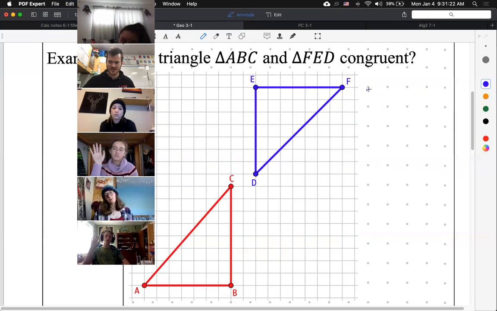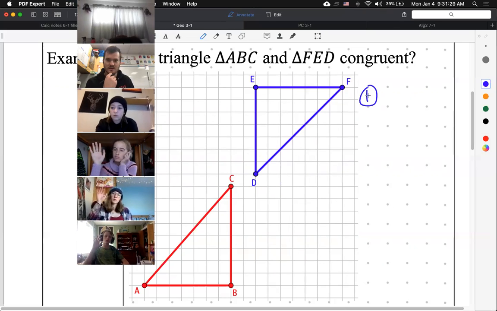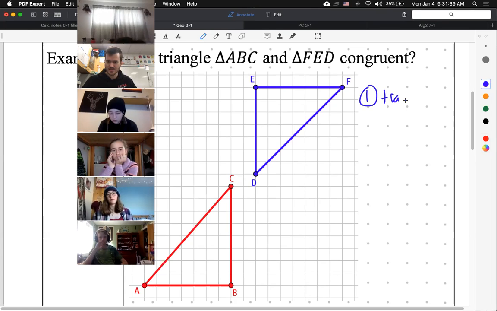So we're going to have some steps over here. First step, what should we do here? How do I start this off? Yeah, Kira? I think you could do a translation of 2 to the left and 1 down. Perfect. So translate 2 left, 1 down. Okay, let me see if I can do that.